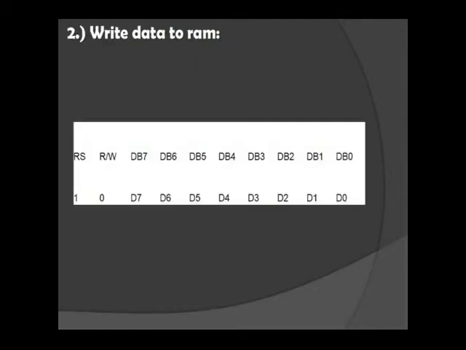After the read operation, the data address counter is automatically increased or decreased by 1 according to the entry mode. After a CGRAM read operation, display shift may not be executed properly.